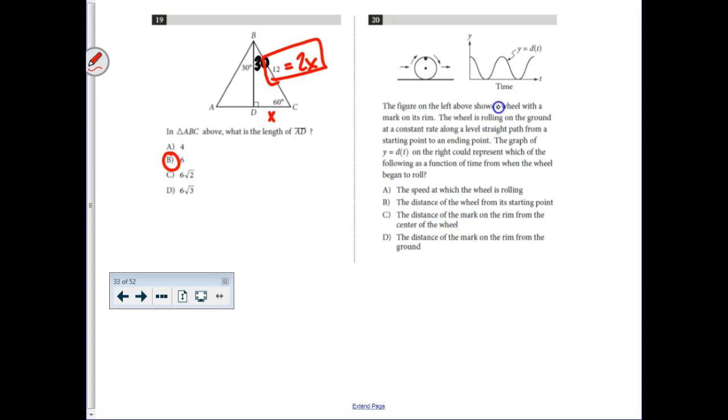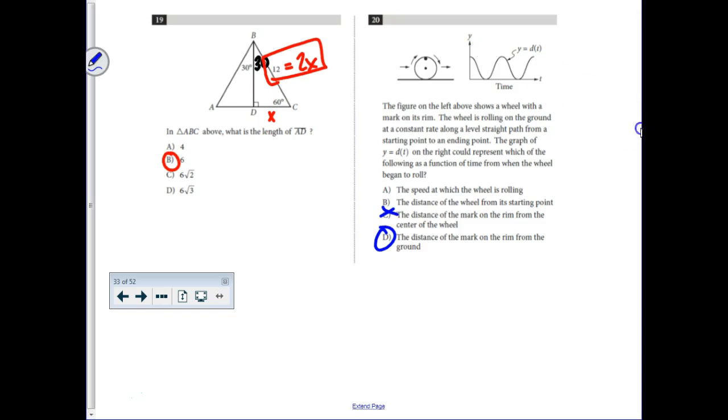So does it make sense to say that this little mark to the center of the wheel, is that distance fluctuating as your wheel rolls? No, that's a constant rate. It's called radius. So it can't be C, so it must be D. Can we talk about why it's D a little further, though? The distance from this little, like pretend it's a bug, the distance of the bug to the ground is going to keep fluctuating, like getting closer to the ground, further away from the ground, closer to the ground, and it's going to keep doing that as the wheel rolls.